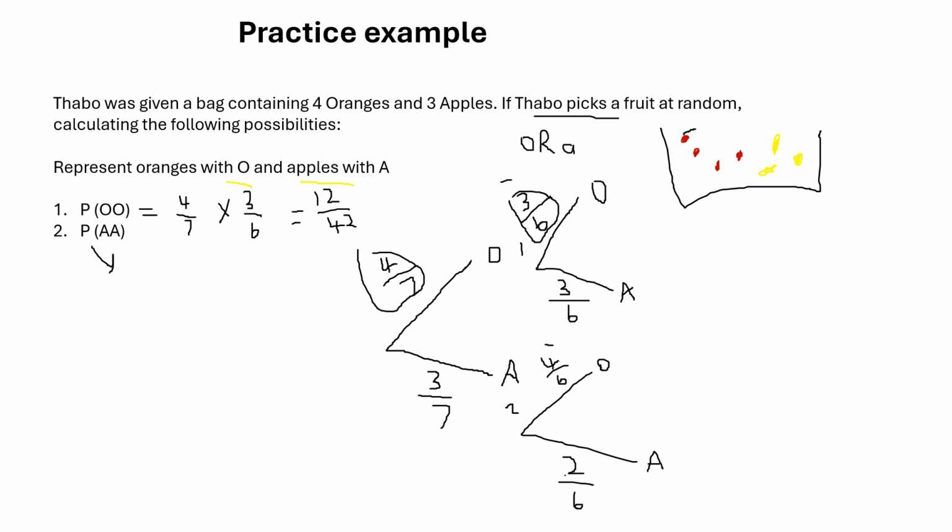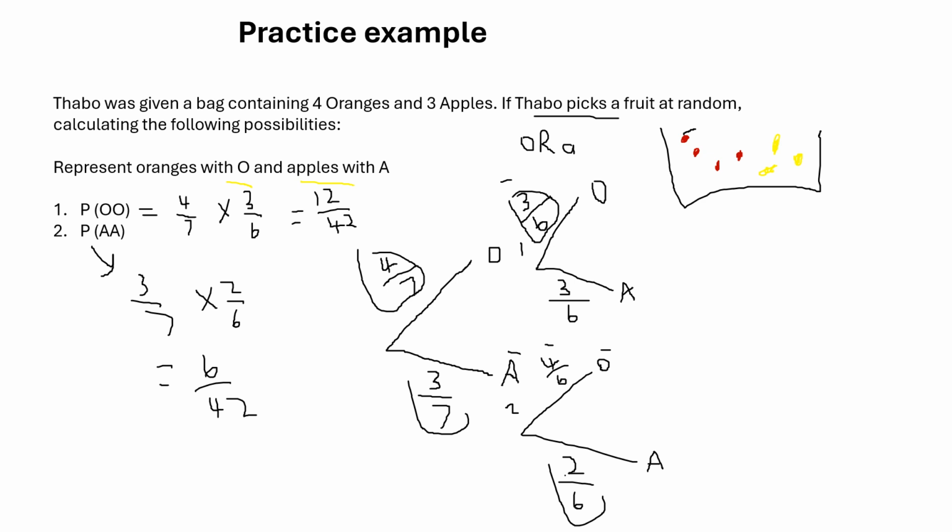Second one, remember now it's apple and apple. Our first A is this one here, then our second A is this one. Remember, focus only on this A. You can't use A and O here, because we want A and A. So our first A there is 3/7, and then you multiply that with our second A, which is 2/6. Again, our answer will come back as 6/42. So that will be our answer for OO and also AA.